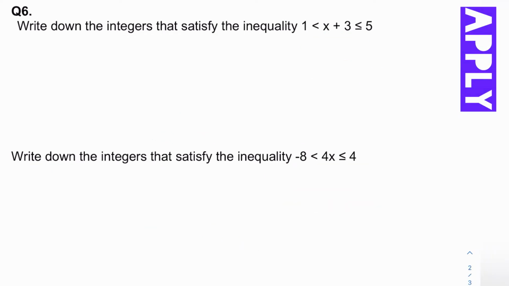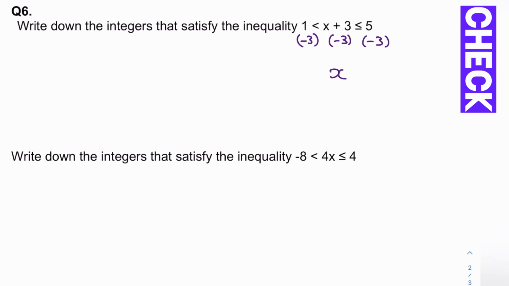If you'd like to pause the video now and have a go at the question before I go through it. So having a look at this question, again, we know that 1 is less than x plus 3, which is less than or equal to 5. We want to get x by itself, so that means we need to subtract 3 from all 3 parts. 1 subtract 3 is negative 2, which is less than x, which is less than or equal to 5 subtract 3, which is 2.